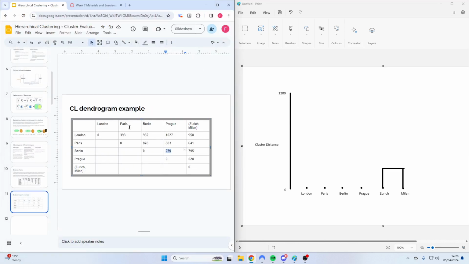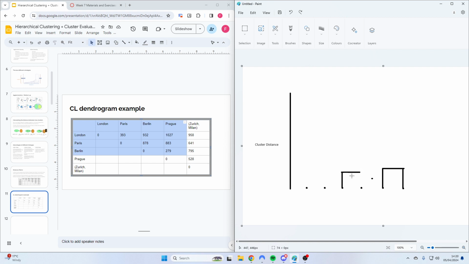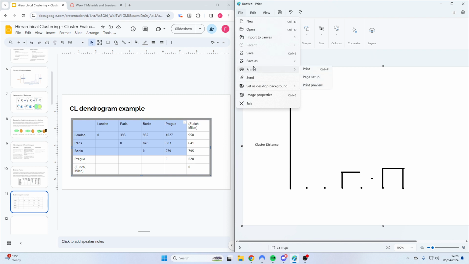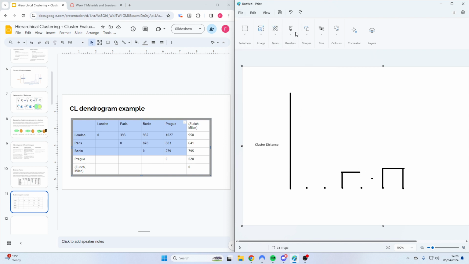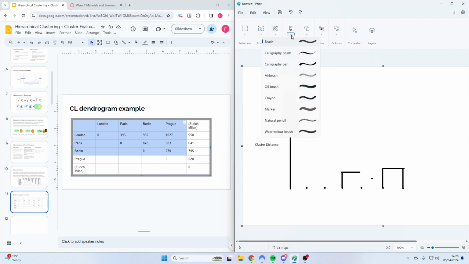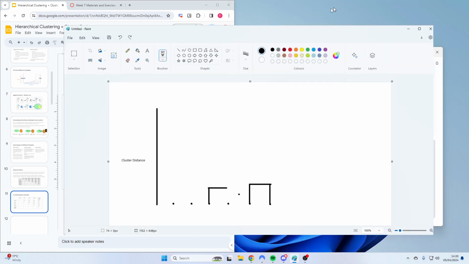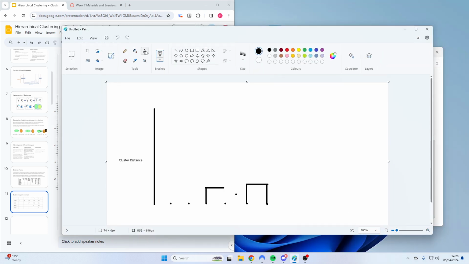We just look around here. The smallest one is 279. So we've got Prague and Berlin. So these are now their own cluster. Oh, sorry, I just lost everything. Can I redo? I don't even know how I did that. Sorry. I just redrew them, 1 second.